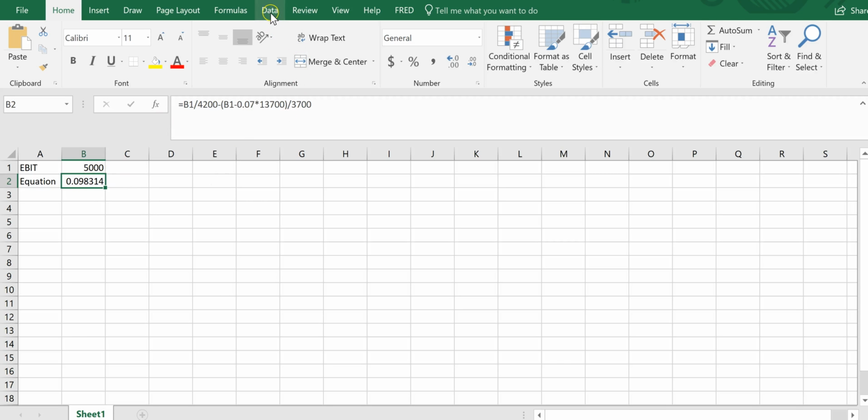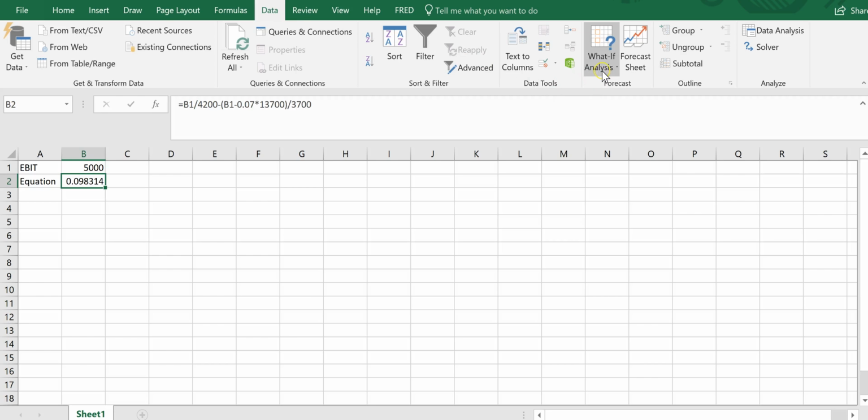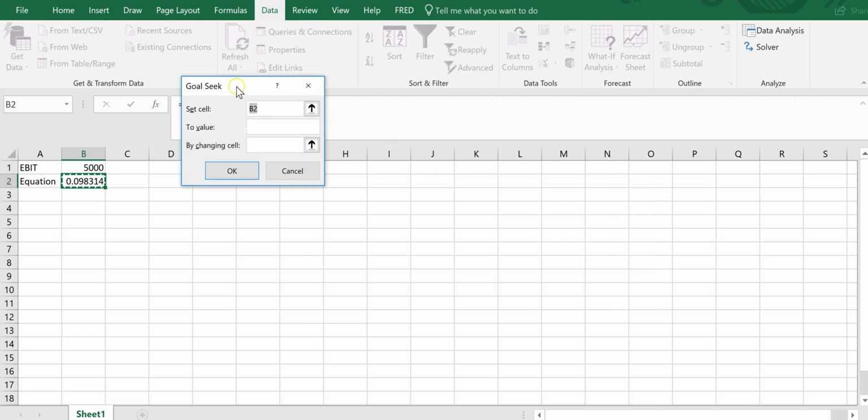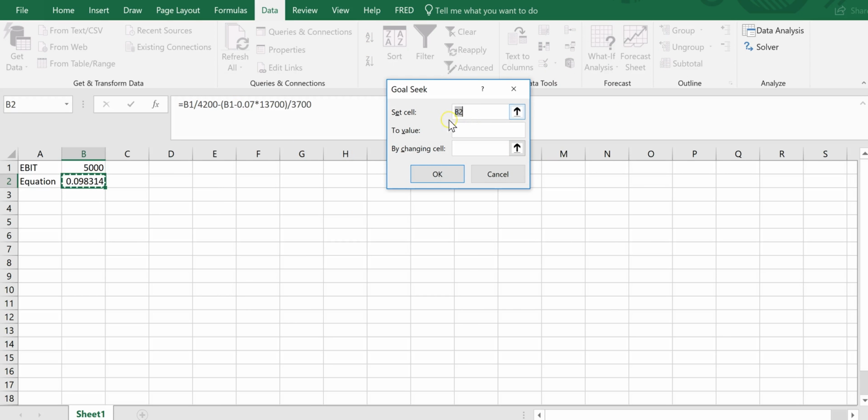And to do that, I click on Data, this tab here, and I further click on What If Analysis and Goal Seek. So this is a very useful function, utility in Excel. So I can set cell to value, by changing cell. Of course, this target cell is this number here, B2, column B and row 2, and the target value is 0, right? And by changing the cell, the EBIT, that's the cell B1, so click on OK.